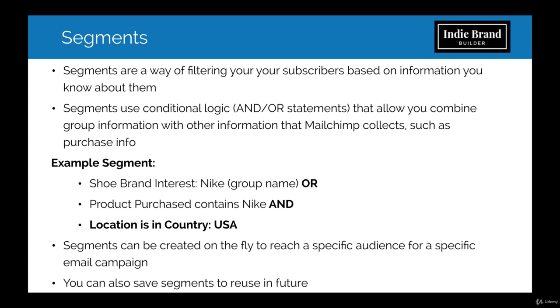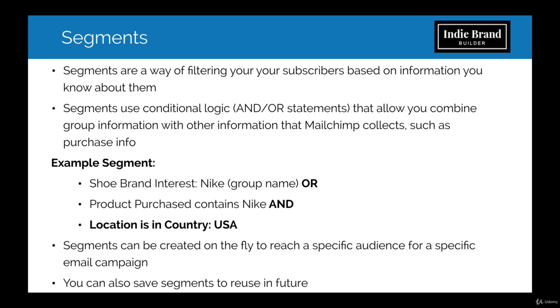So segments can essentially be created on the fly to reach a specific audience for a specific email campaign. So you could create a unique segment for each email that you send out. And you can also save segments, then reuse them in the future so you don't have to re-enter all the criteria. That's an overview. Again, I'm going to show you all this inside of the MailChimp interface, so don't worry if you're a little confused by all this.